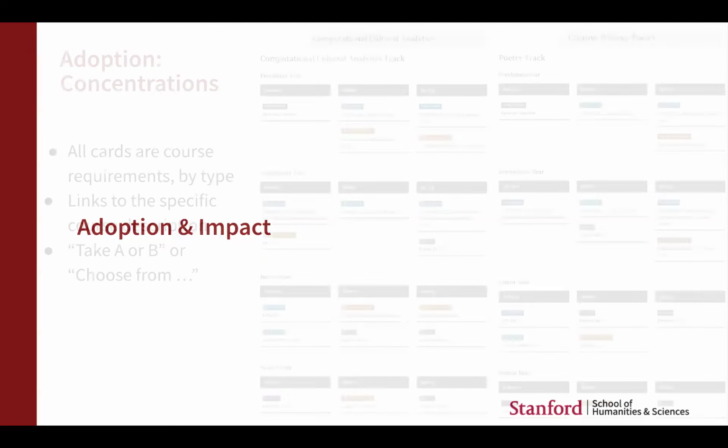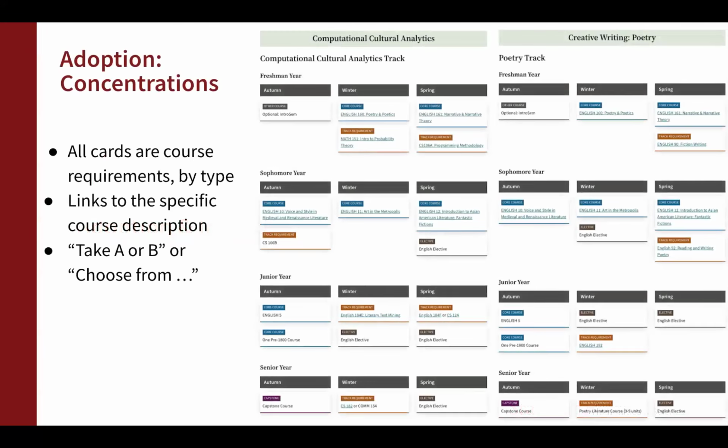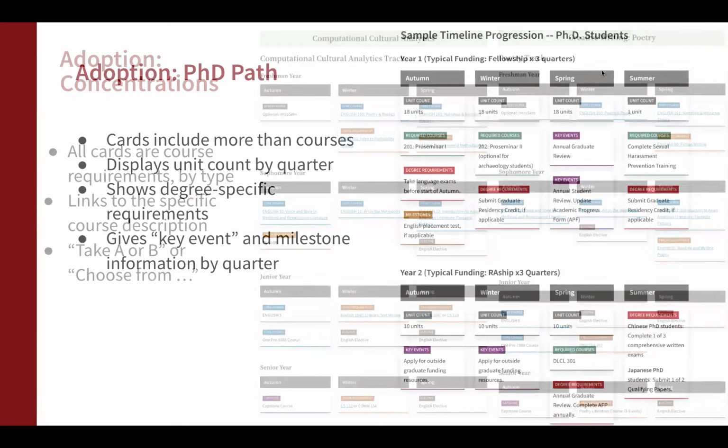Right. So adoption and impact. We created a variety of curriculum maps for different units to try and see if this would be something that they could adopt. And as we've mentioned, it's very flexible. So we did different things for different units. So here's an example of 2 different tracks within the same major.